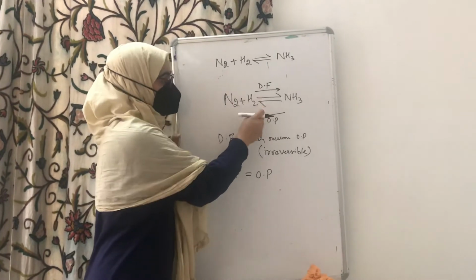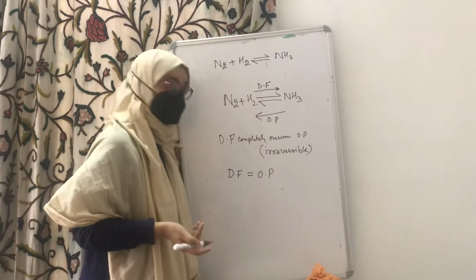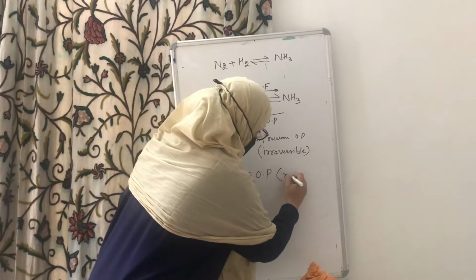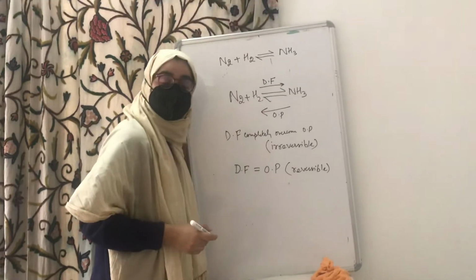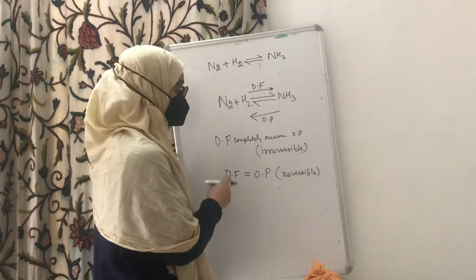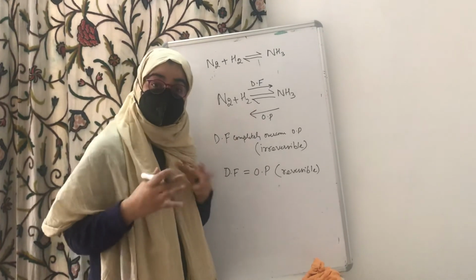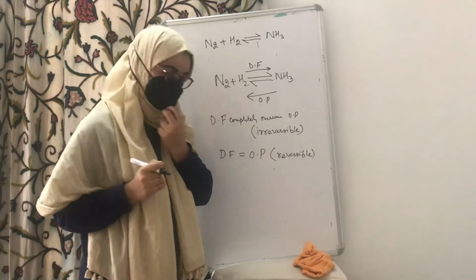That's why we show this sign, because this force and this force are equal. So an equilibrium will occur, which is actually called a reversible process. This is what you call a thermodynamically reversible process, where the driving force and opposing force are equal. Yes. This is called a reversible process.